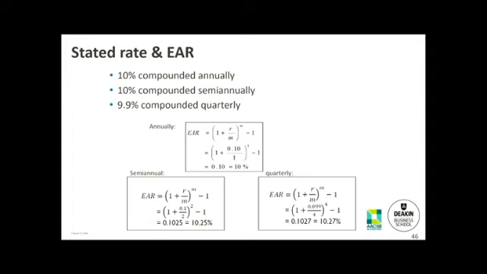Get it? Now, if you compare 10% compound annually and 10% compound semi-annually, apparently, the more frequent the number of compounds, the higher the EAR. Do you agree? What about the last one? 9.9% compound quarterly. It gets compounded 4 times a year, right? So M equal to 4. Do you agree? Are you able to work out EAR? It's 10.27%. It is even higher than the 10% compound semi-annually. So that's the trick of the bank.